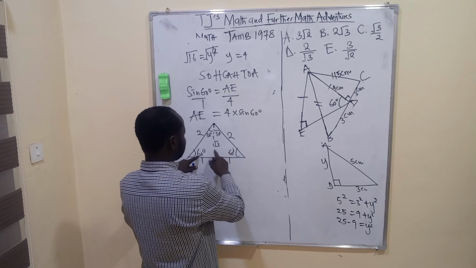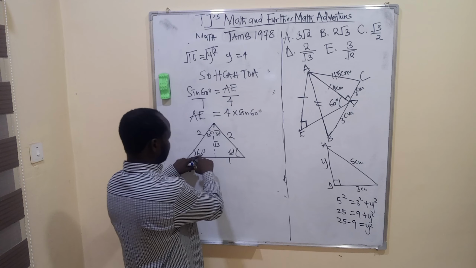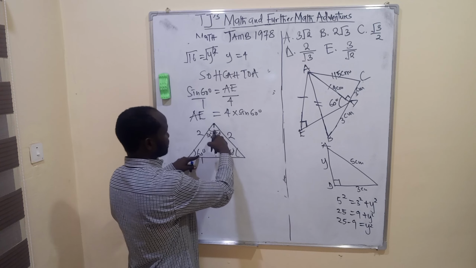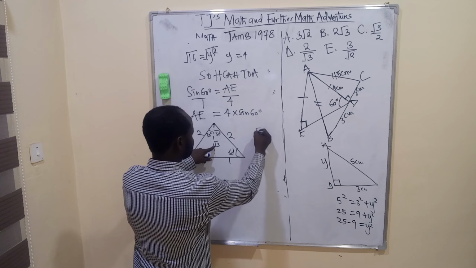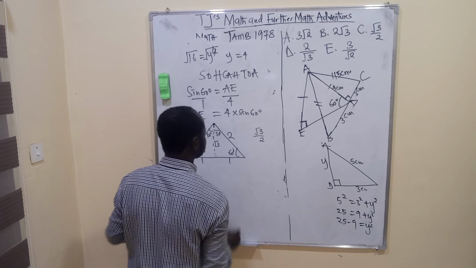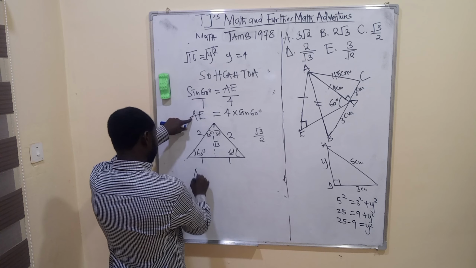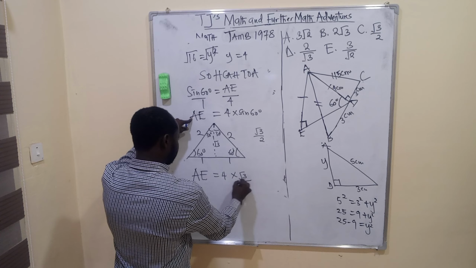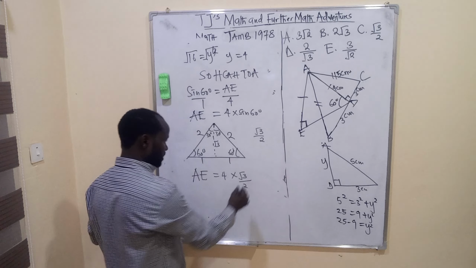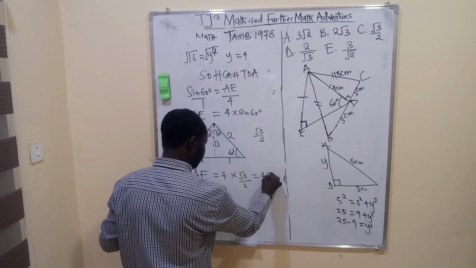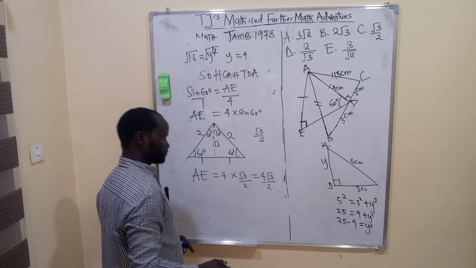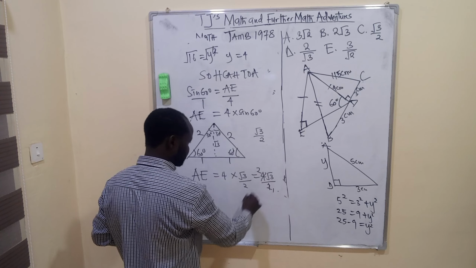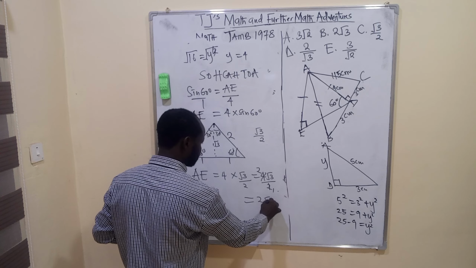So sine 60, we'll consider this 60. This will be the opposite over the hypotenuse. That will be root 3 divided by 2. So length AE will be 4 times root 3 divided by 2. This is 4 root 3 divided by 2. 2 into 4 is 2. The final answer now will be 2 root 3.